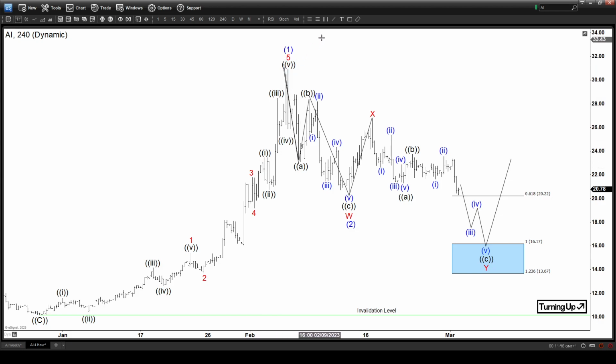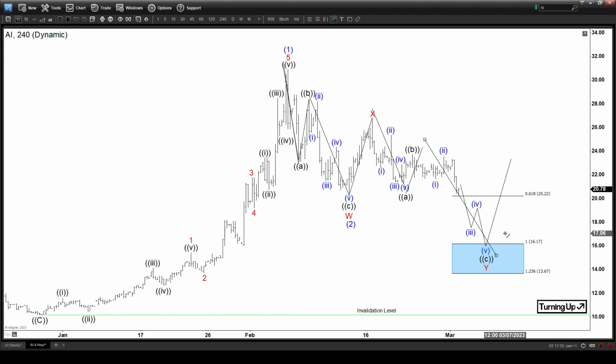to finish a 7-swing move to the downside. We had 3, and now we are going to finish 7. 1, 2, 3, 4, 5, 6, and 7 move to the downside, which ideally could take you toward the equal X area around 16.17, 13.67.